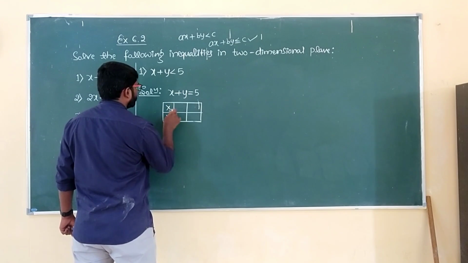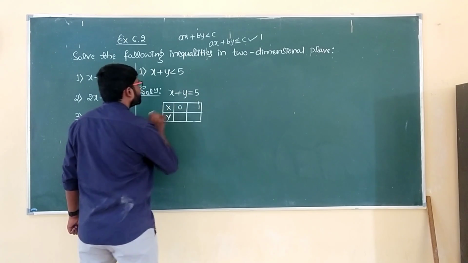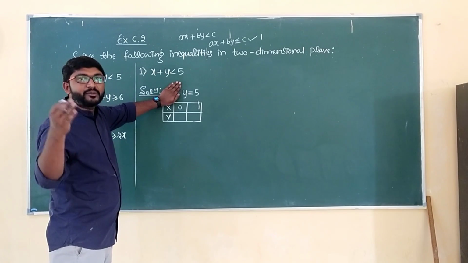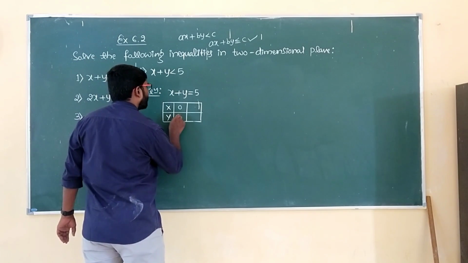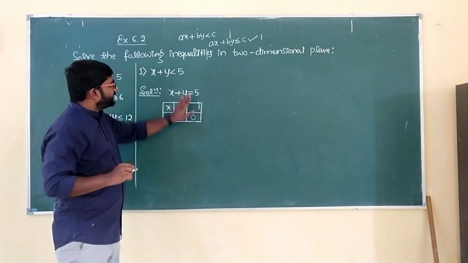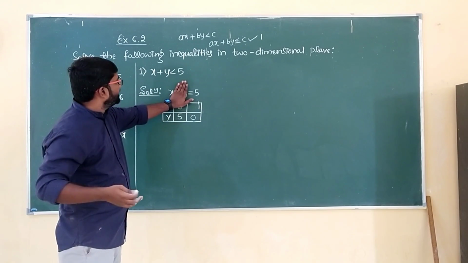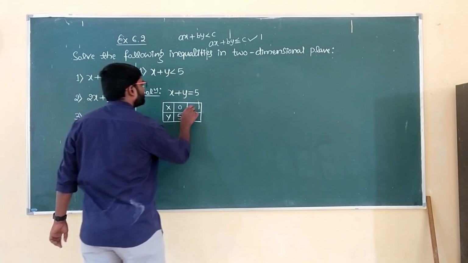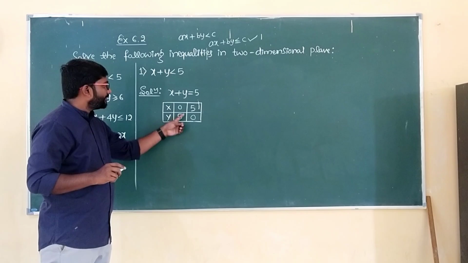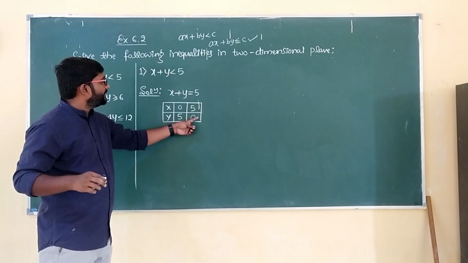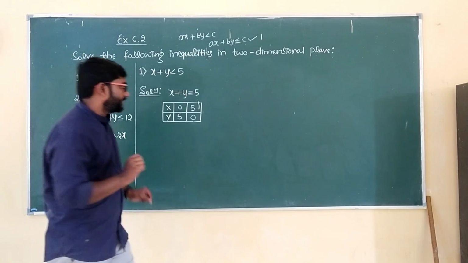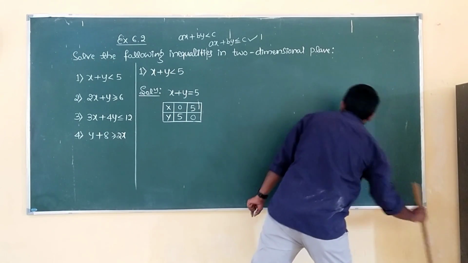x and y values. When x is 0, the first term will be eliminated. What do we have now? y equal to 5. When x is 0, y becomes 5. Now I will take y as 0. When y is 0, the second term will be eliminated. That means x becomes 5. So we have got 2 points now, (0, 5) and (5, 0). For these 2 points we will plot the graph. Let us go ahead with the graph now.